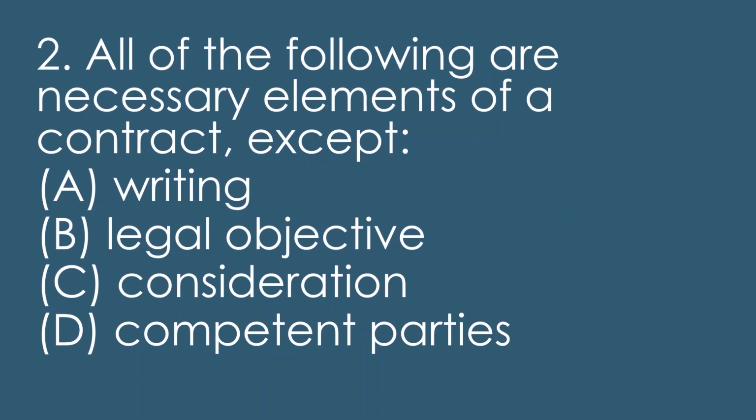So, 2, all of the following are necessary elements of a contract, except A, writing, B, legal objective, C, consideration, D, competent parties. Well, we're talking about a contract, any type of contract, not necessarily just a real estate contract. Well, we know there are 4 elements that are always needed for a valid contract, which is legal objective, consideration, mutuality, and competent parties. Those are necessary elements. And then writing is a requirement when it comes to the statute of frauds.